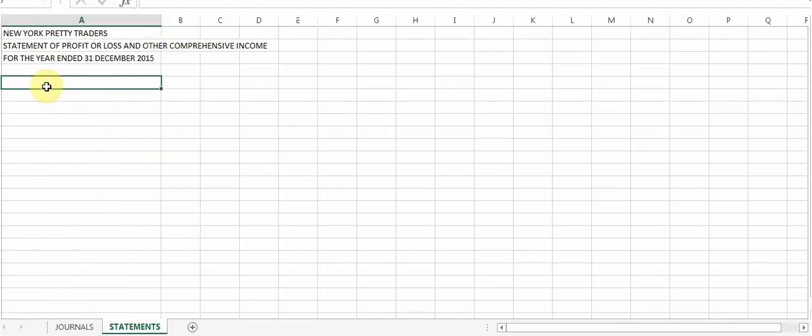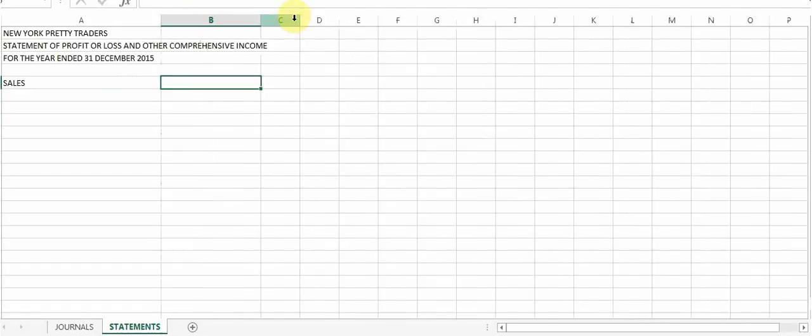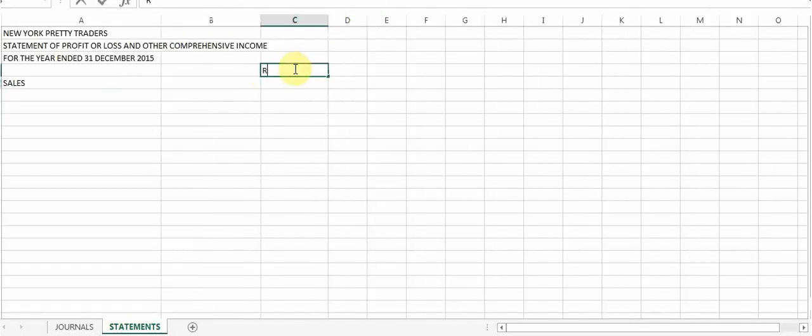You start with sales, right? And I'm going to use one column for a calculation, and this will be my answer in rand value. So what was the sales? If I look at the trial balance, the total sales were 200,000 rand for the year. But it's important, if I have a sales or a purchase return, I need to deduct the sales return from the sales, and I need to deduct the purchase return from the purchase.